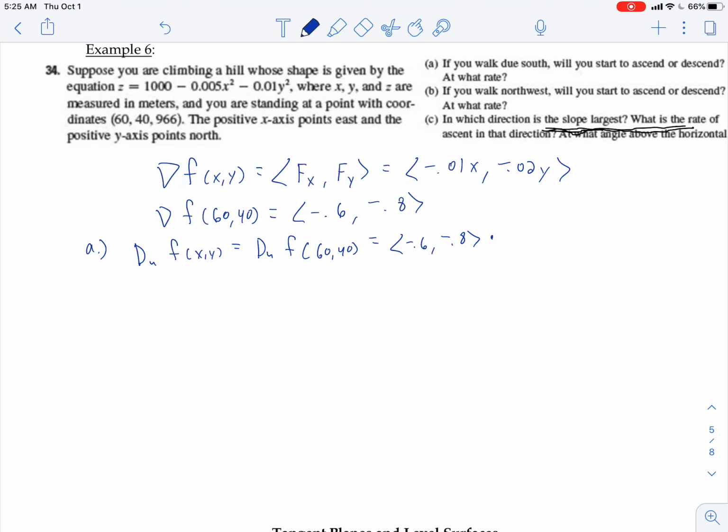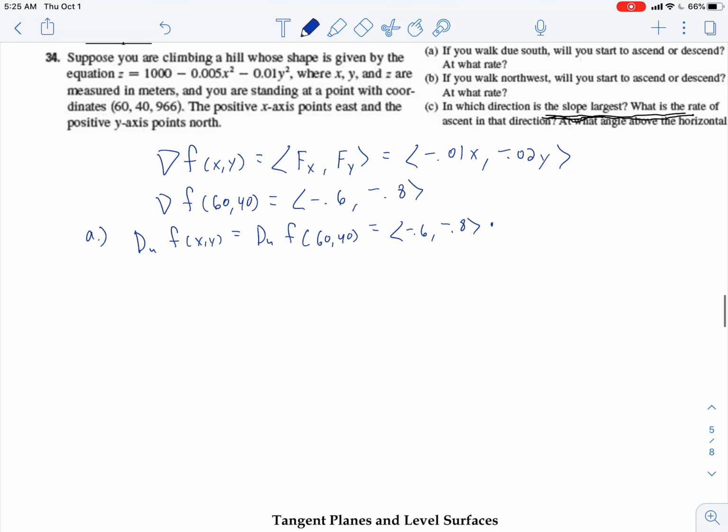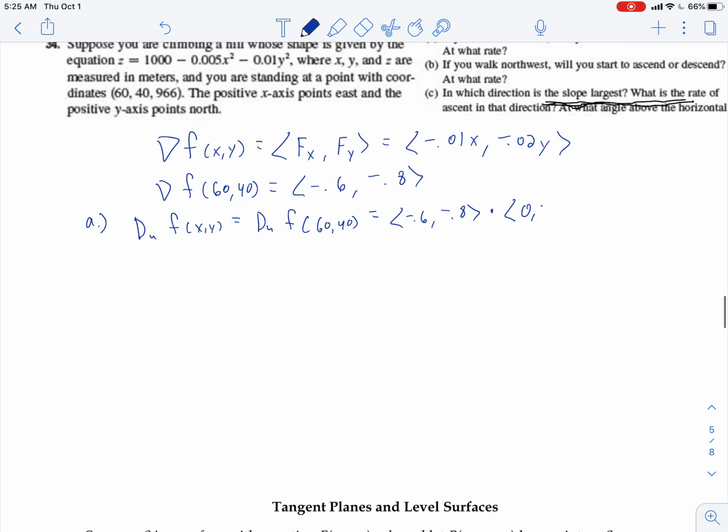I'm going south, and here I'm on an xy plane, so I'm not going west or east. If I'm going straight south and I'm doing a unit vector, then my unit vector is going to be 0 for the x, negative 1 for the y, because I'm going south. And so now I'm going to go ahead and multiply. 0 times negative 0.6 is 0. Negative 0.8 times negative 1 is going to be 0.8. So because it's 0.8, when I walk due south from where I start, 60/40, we will ascend.